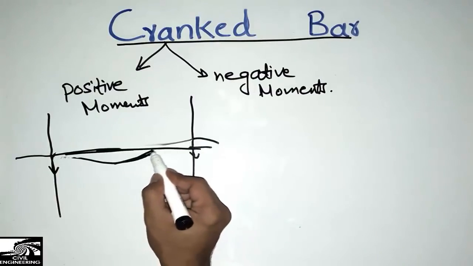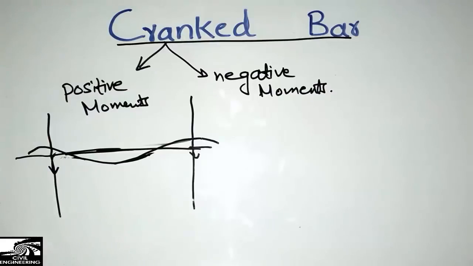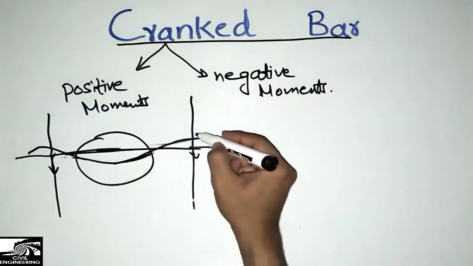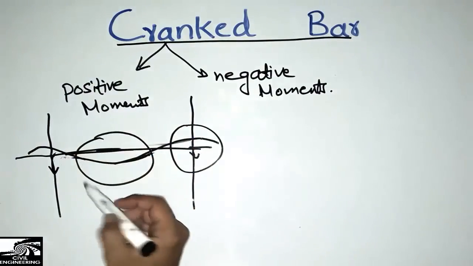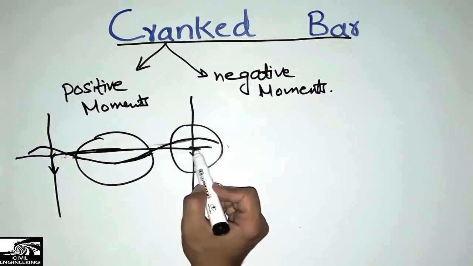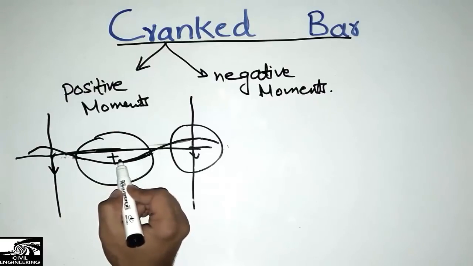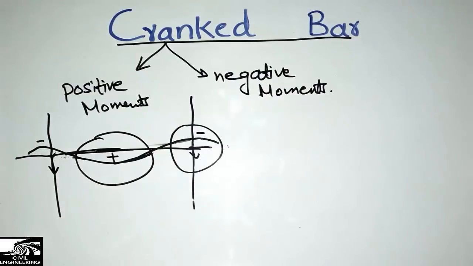If I remove the loading, it will bend like this. Due to the load, there is a positive moment acting at the center of the beam, and at the supports there is a negative moment. Due to the load condition it will bend in this way, because the supports create the negative moments. Here we have positive moment at the middle, and negative moments at both the ends.